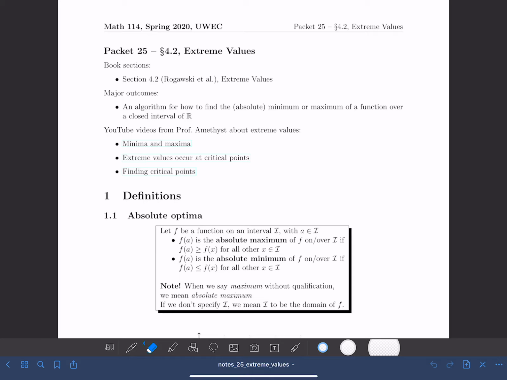I want to talk with you today about packet number 25. We're going to be talking about section 4.2 in our textbook, extreme values. This is the start of several sections, non-consecutively necessarily, on optimization, which is the realm of finding optima of functions. So our main outcome for this lesson is going to be an algorithm for how to find the absolute min or max of a function over a closed interval.